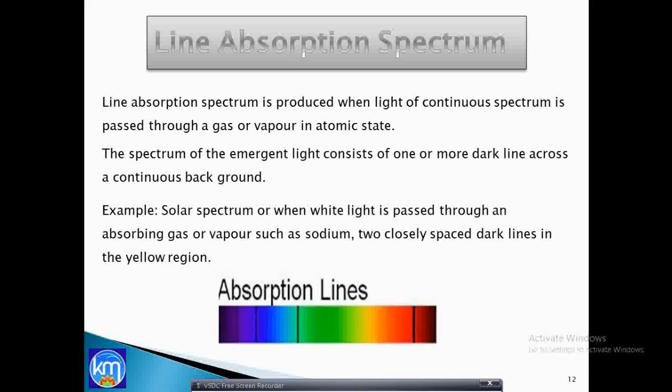So line absorption spectrum appears like this. In this diagram, you can see there is a continuous colored background, and here and there we have the absorption lines, that is, the dark lines are appearing. This is the characteristic of particular atoms. Different atoms will absorb some wavelengths, hence this line spectrum is also the characteristic of atoms. So line spectrum is also known as atomic spectra. Hope you have understood this.